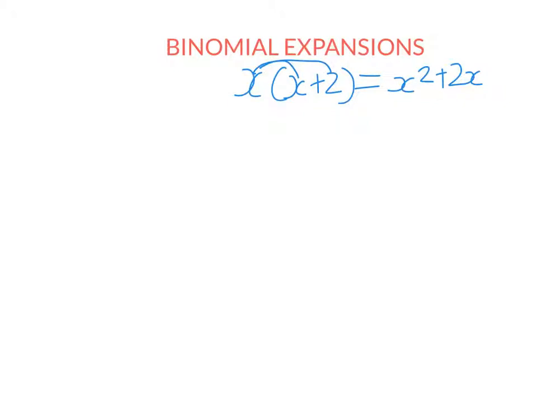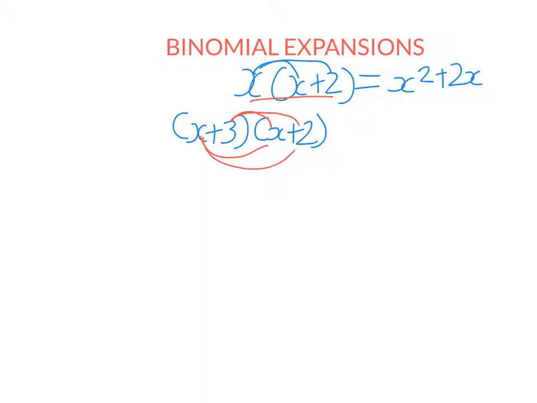and each bracket has two things inside. So let's say we have something like x plus 3 times by x plus 2. This is just an extension of the distributive law, which is what you use to expand brackets like these. So what I have to do is I have to distribute the 3 to everything inside the other brackets. I have to distribute the x to everything in the other brackets. You have to take everything in the first bracket and distribute it to everything in the second bracket.